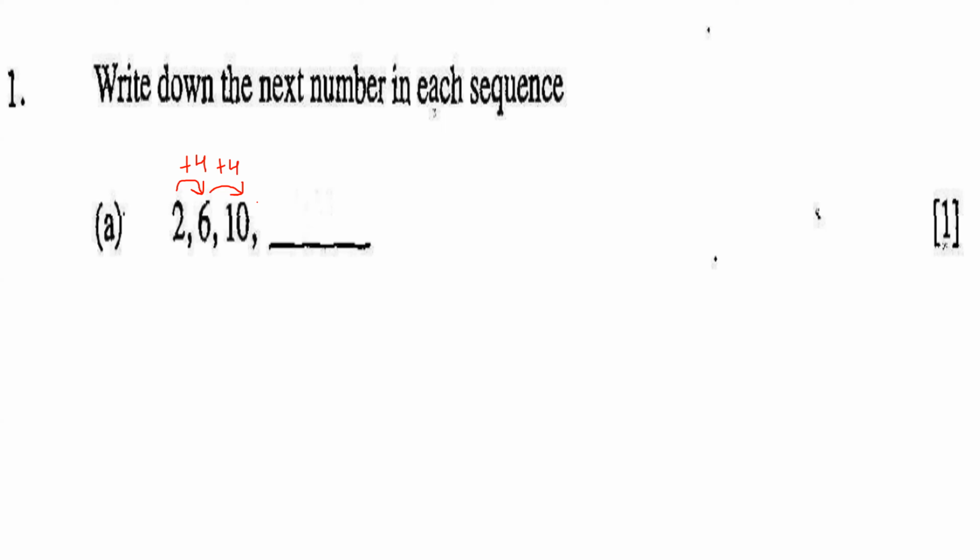And so that means that in order to get our missing number in the sequence, we have to add 4. And so 10 plus 4 is definitely 14. So the missing number here is going to be 14. Why? Because 10 plus 4 is 14. So the correct answer for this one is definitely 14. Moving right along.